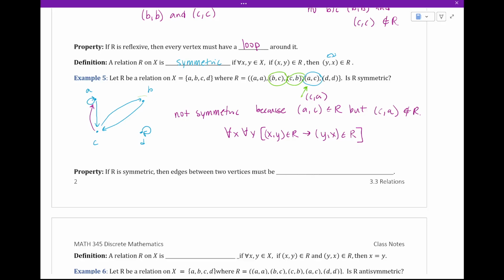Here's our property. If R is symmetric, then edges between two vertices must be in pairs with opposite direction. So if you go one way from a pair, then you have to go the other way as well. You don't have to include every single pair. Like if I would add this purple line, this graph would be symmetric. I don't need to add pairs everywhere. Anywhere I have one, I have to have a second one as well.